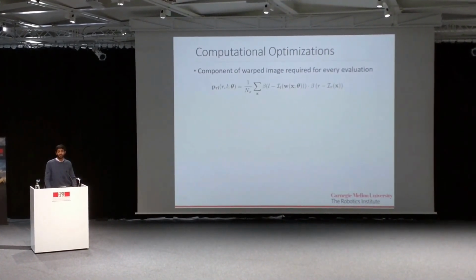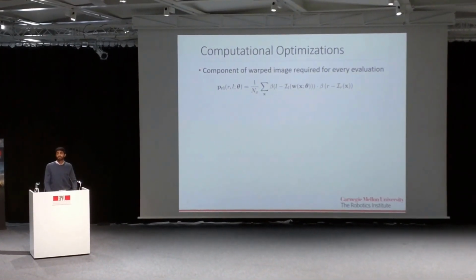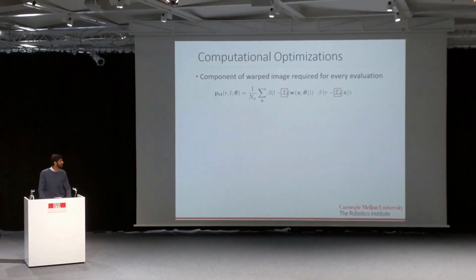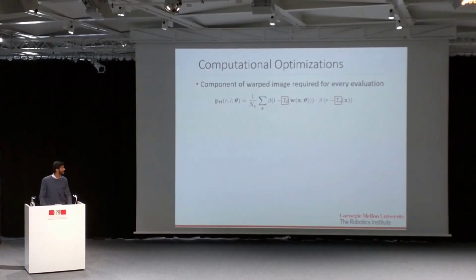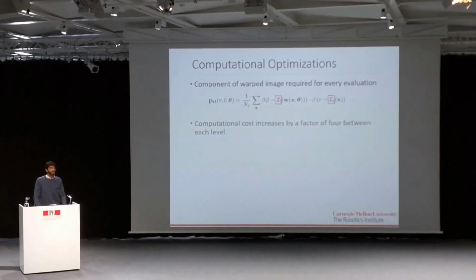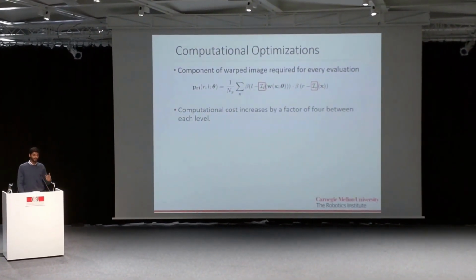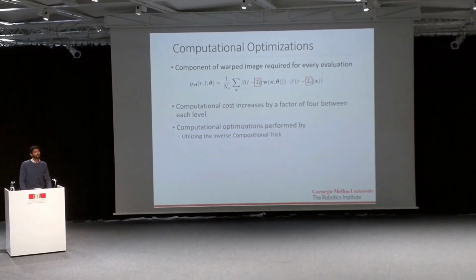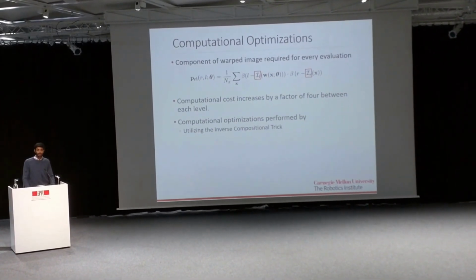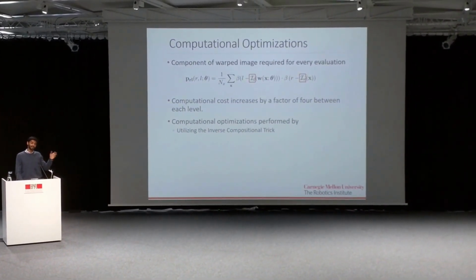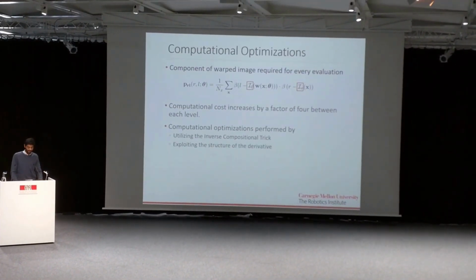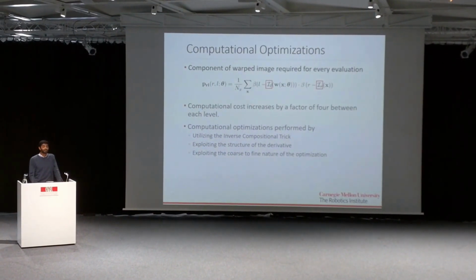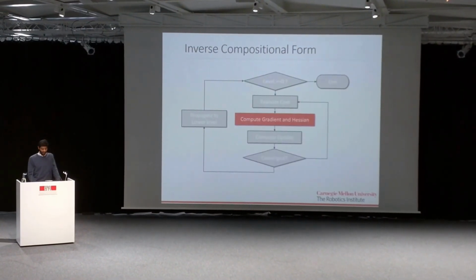There are a few computational optimizations we need to make. The first problem is that, unlike a typical SSD tracking formulation, you have components of the currently warped image in your cost function, and that's because of that multiplicative term there. The fact that your computation cost increases between every level means that we need to be smarter about how we compute these terms. So we do this in 3 ways. The first way is that we employ the standard inverse composition trick, where we now warp the reference image and then update the live image to move towards the reference image when doing the tracking. We exploit the structure of the derivative, and we exploit the coarse-to-fine nature. I'll quickly run through what we do over here.